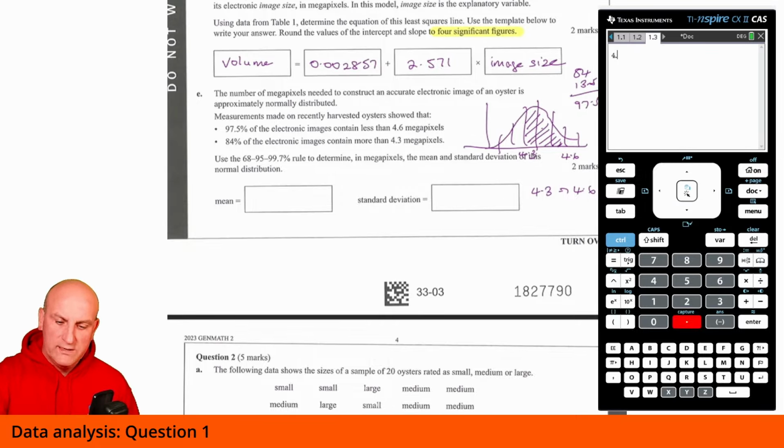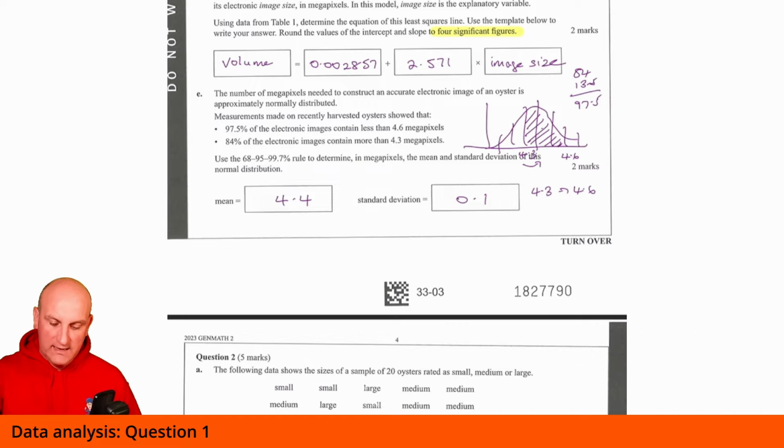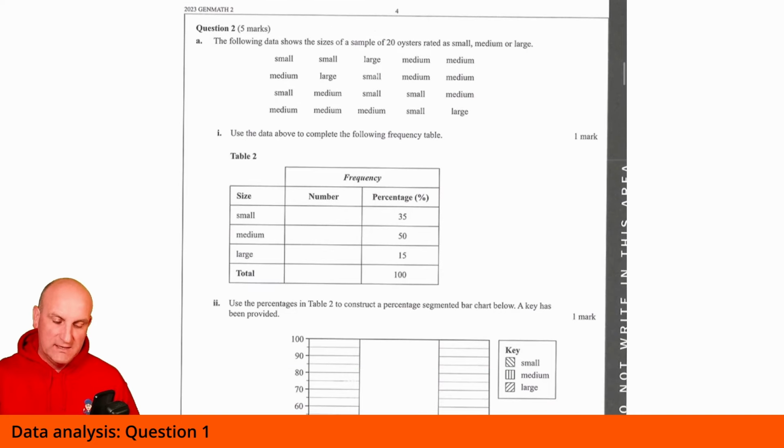So I do 4.6 minus 4.3, which gives me 0.3. I'm going to divide that by 3 because there's 3 standard deviations. So my standard deviation is 0.1. And basically to then get to my mean, I'm going to add that on, because to get from that 4.3 to my mean, I'm just going to add on 0.1, which is going to give me a mean of 4.4. Now, I hate the fact that I don't have the answers to this. It's beginning to mess with my head.